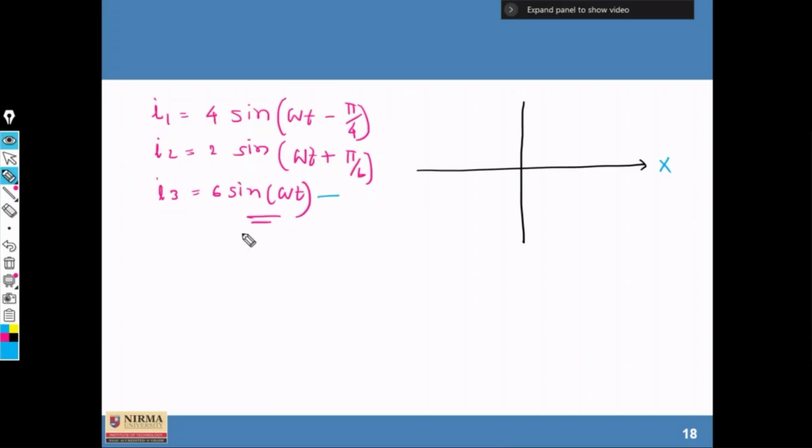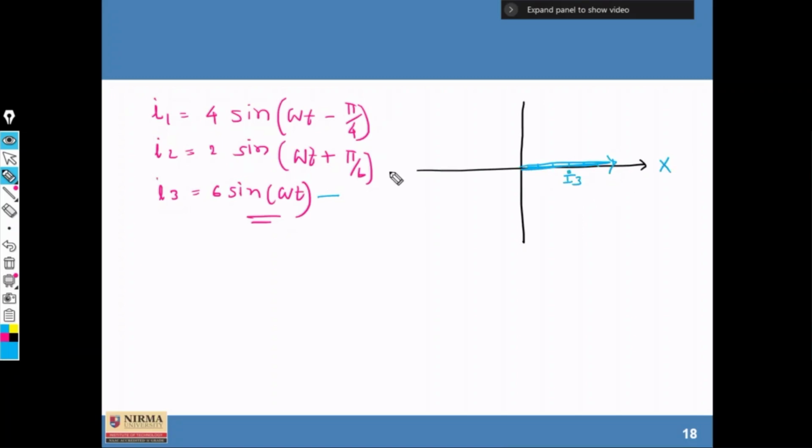So this is x-axis and divisions are 6. 1, 2, 3, 4, 5 and 6. Okay, I can represent current I3 here. This is I3.